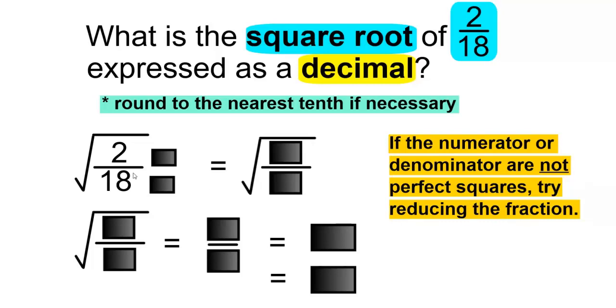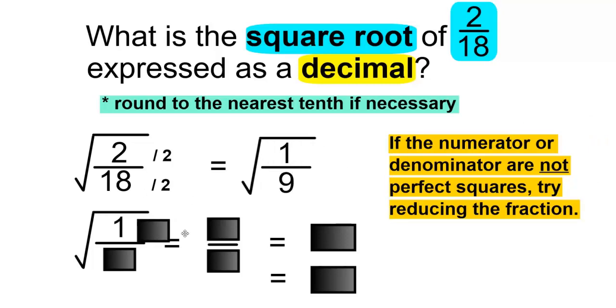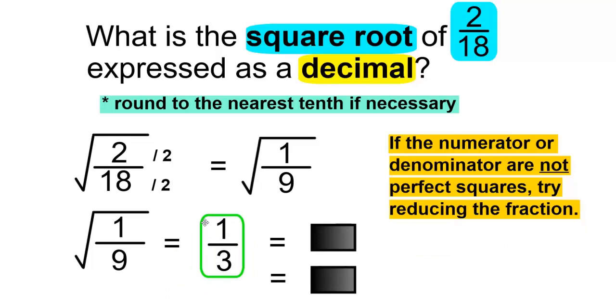Both 2 and 18 are even numbers, so we'll divide both by 2. 2 divided by 2 is 1, and 18 divided by 2 is 9. So now we'll try finding the square root of 1 over 9. The square root of 1 is 1, and the square root of 9 is 3. As a fraction, this is 1 over 3.